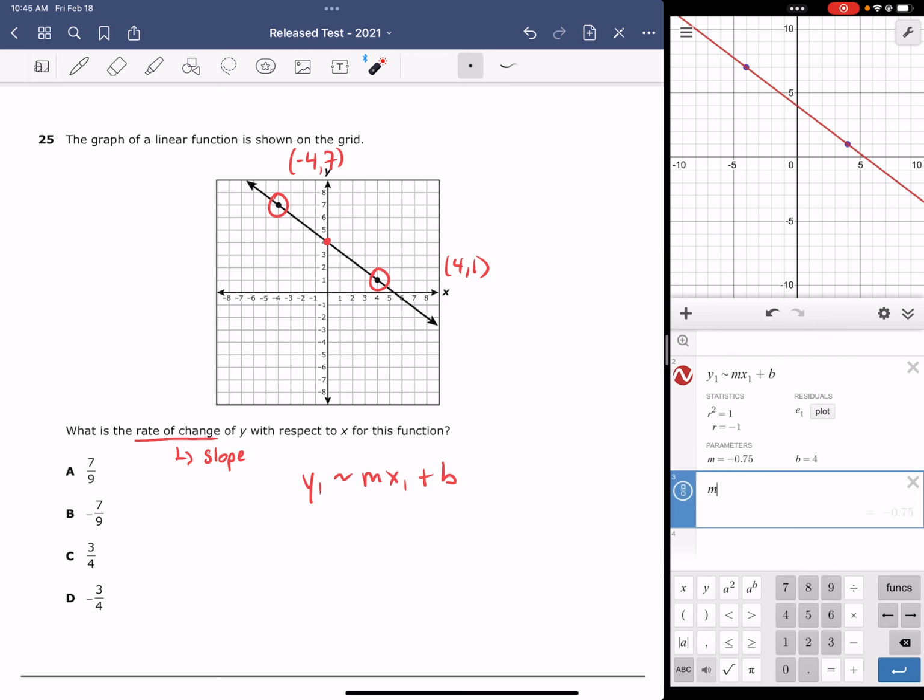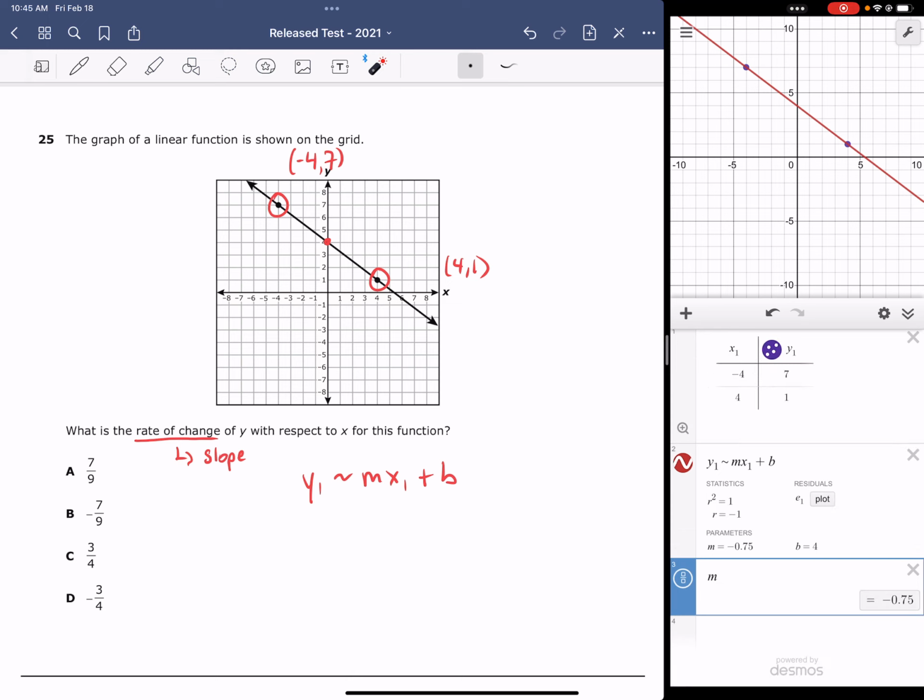Now, if you're not sure how to convert that to a fraction, you can come to the third line and type in m, and that will give you the convert to a fraction button, which will then tell you that the answer is -3/4, which is letter D.